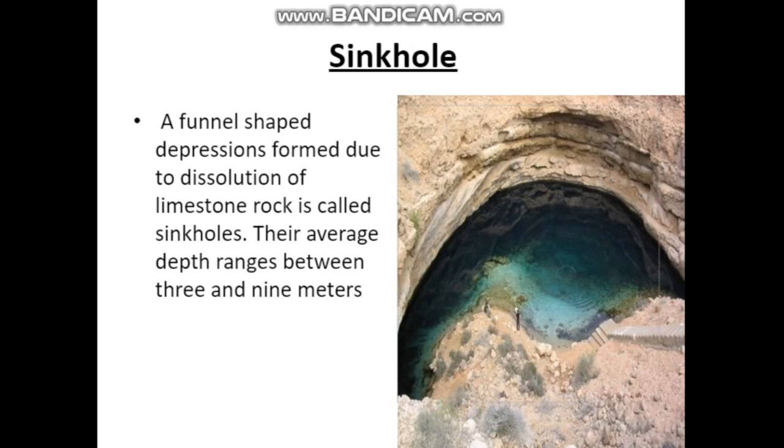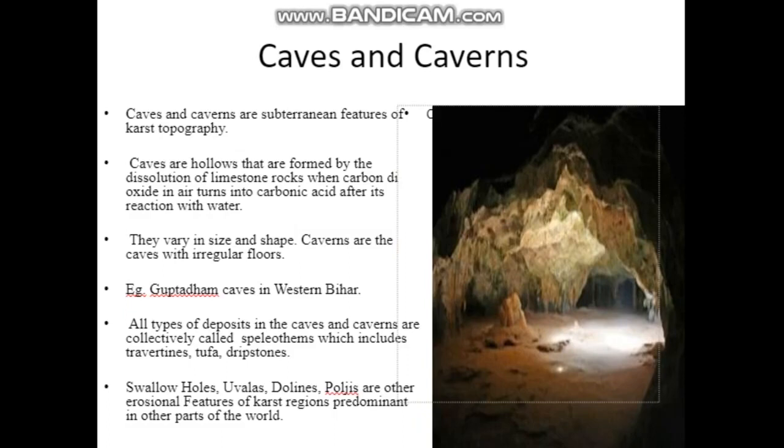Sinkhole means it is a funnel shaped depression formed due to dissolution of limestone rock. Their average depth ranges between 3 and 9 meters. Mostly we can see this from 3 to 9 meters. So what do you mean by sinkholes? Listen, a funnel shaped depression formed due to dissolution of limestone rock is called sinkholes. So what was the depth range? 3 to 9 meters.